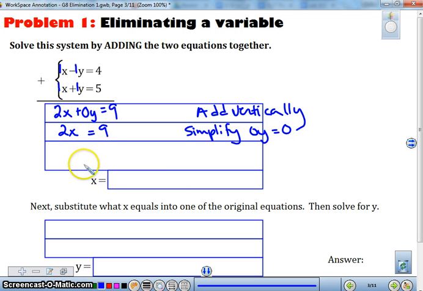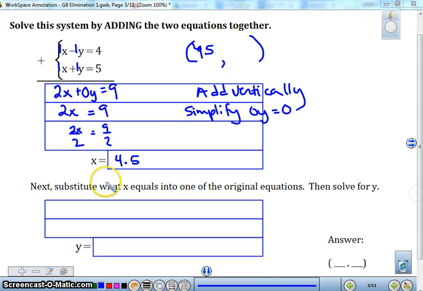Well, what would we do now to solve our problem? In order to get x by itself, we would divide both sides by 2. And 9 divided by 2 gives us 4.5. Remember, we're still getting our answer as an ordered pair. We have just found x is 4.5. We now need to find y. How do we find y? Remember, we substitute into one of our original equations. I think the second equation is easier, although either one would work.